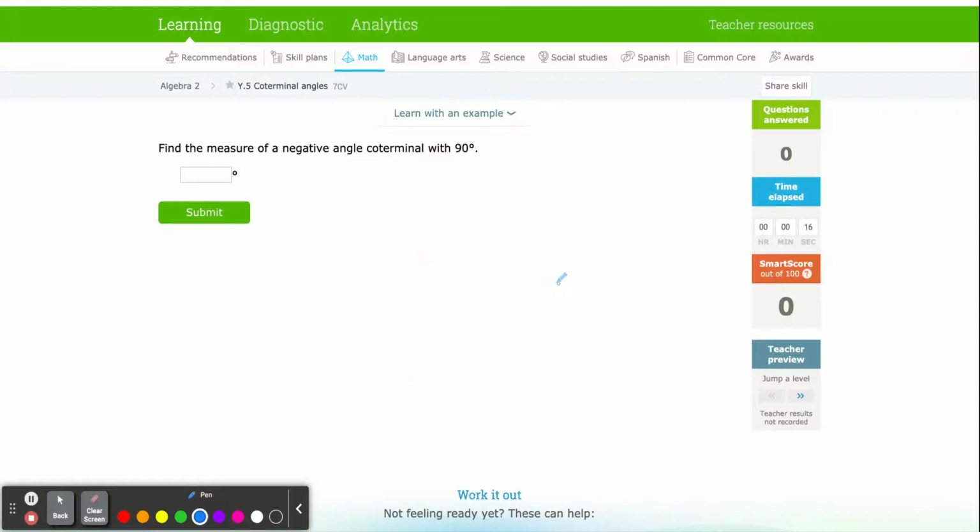Welcome. In this lesson, we're going to talk about coterminal angles. All coterminal angles are angles that are written in standard position, which means we have our initial side of our angle along the x-axis. And coterminal just means the terminal side is in the same position, but it's more revolutions around.